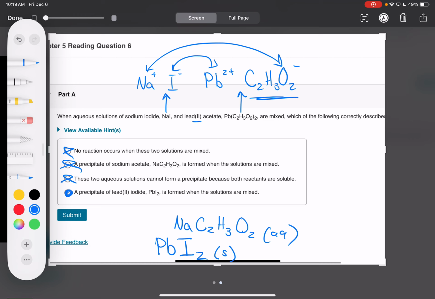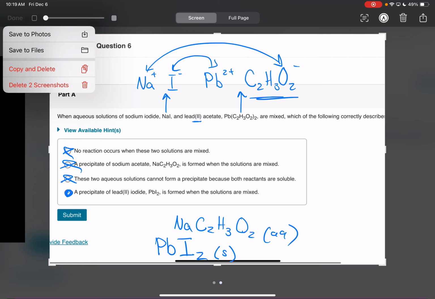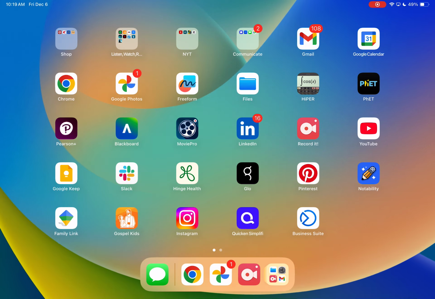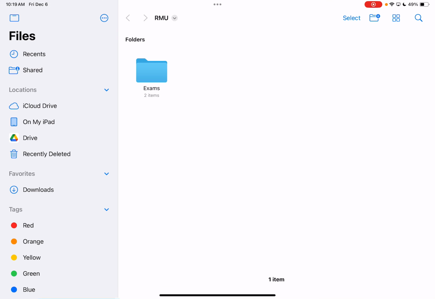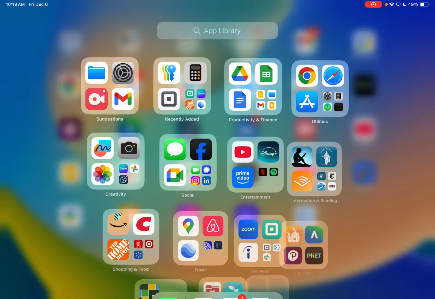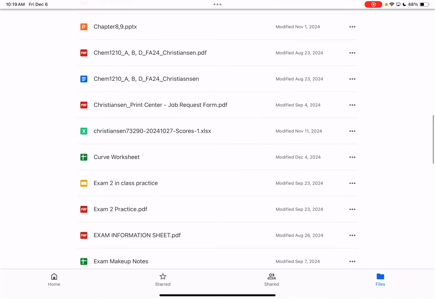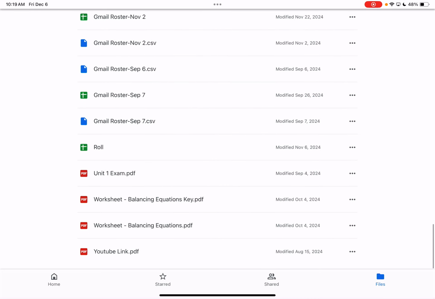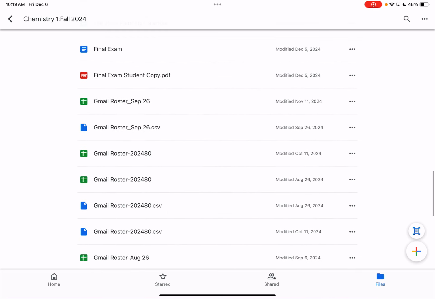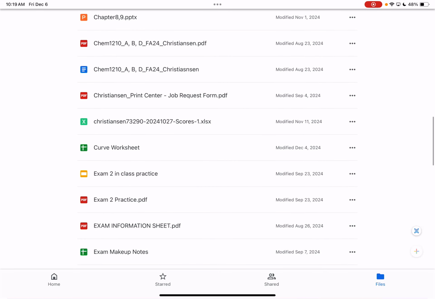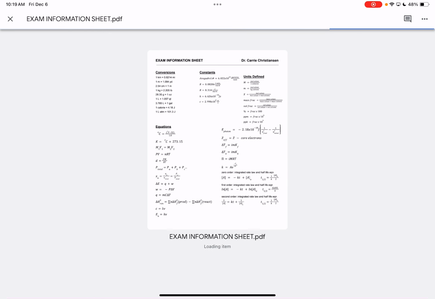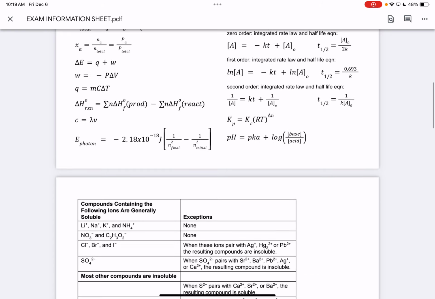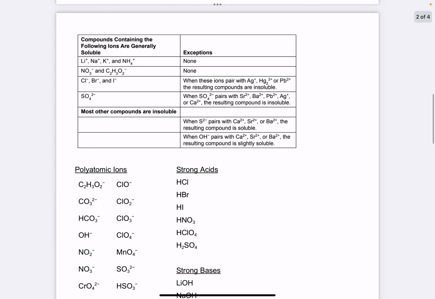Now I'll pull up the solubility rules just to show you. Well, I don't think I can go in there because I'm not going to scroll through the exam looking for the information sheet. Let's see. That one is not the one I just updated. Where is it? Oh, I probably stuck it somewhere else. So I'll go ahead and open this one, but there's maybe an equation missing. I updated it on the exam. Okay.